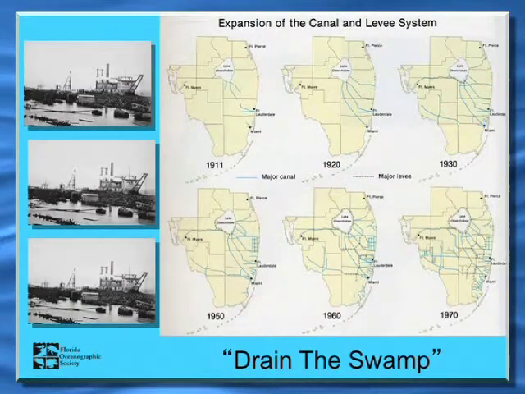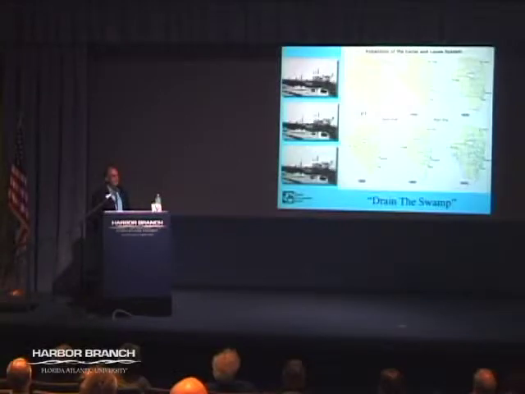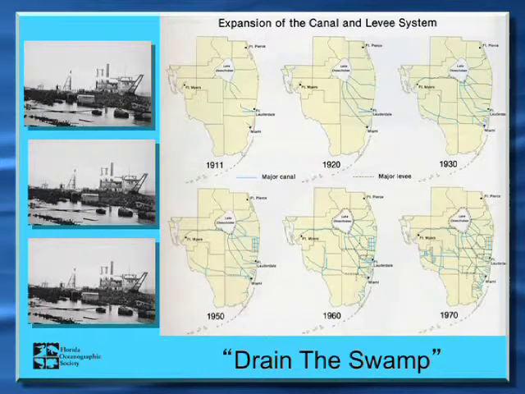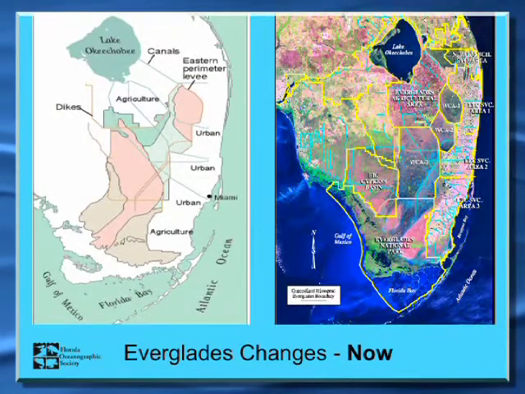But what happened at the turn of the century was that we wanted to drain the swamp. We wanted to get rid of the water. Back then, we were trying to encourage people to move to Florida, and it's hard to have them move here and live in a swampy, mosquito-infested, alligator-infested area. So we literally paid people to come down, like Hamilton Disston from Pennsylvania and others, to drain the swamp. And what we ended up with was the Everglades now.